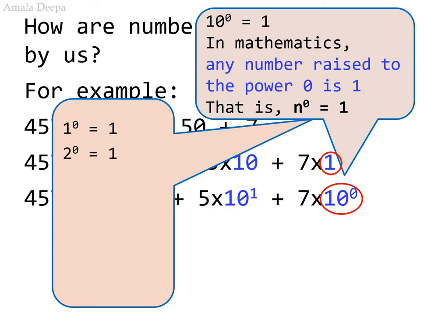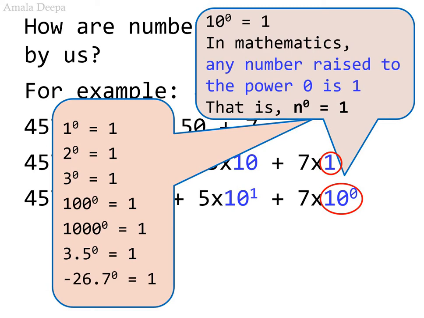2 power 0 is equal to 1. 3 power 0 is equal to 1. 100 power 0 is equal to 1. 1000 power 0 is equal to 1. 3.5 to the power 0 is equal to 1. Minus 26.7 to the power 0 is equal to 1. That is, any number raised to the power 0 is equal to 1.